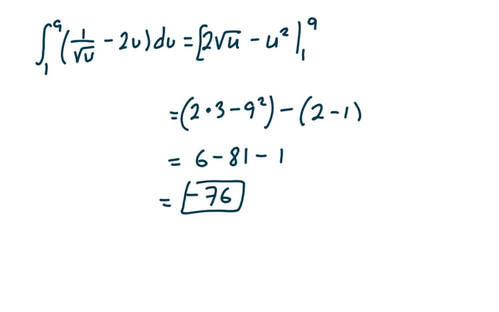And so we get 2 times the square root of u minus u squared evaluated from 1 to 9. Pop the 9 in. The square root of 9 is 3, okay? So we get 2 times 3 minus 9 squared, minus, and then I'm going to pop the 1 in, and the square root of 1 is 1, and so you're subtracting 2 minus 1. But 2 minus 1 is 1. So I get 6 minus 81 minus 1, and if I add it up, I get negative 76. Or you can say subtract it up, right?